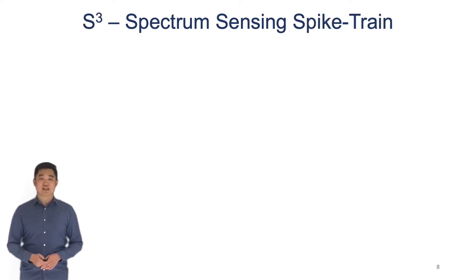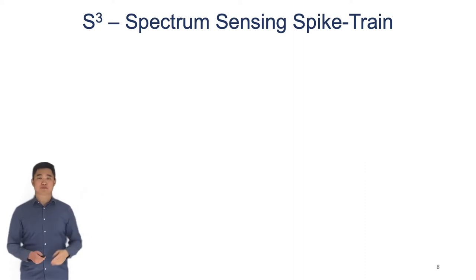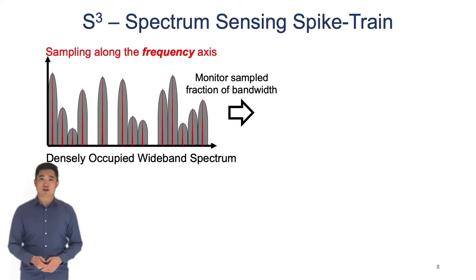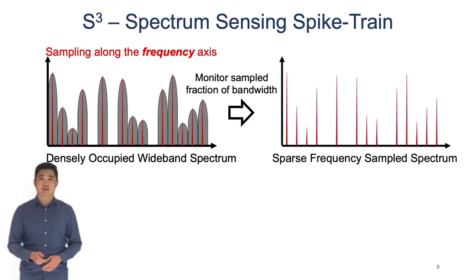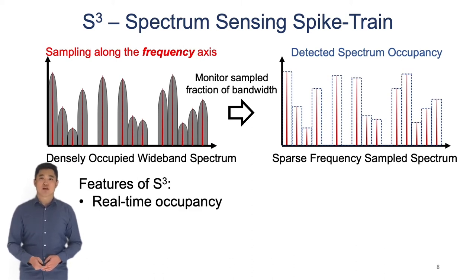Applying this insight into spectrum sensing, we introduce S-cube, which stands for Spectrum Sensing Spike Train. The key idea is to sample the spectrum along the frequency axis, and we monitor only the sampled small fractional bandwidth in every band. Then, we use these sampled frequencies to infer the band occupancy. In this way, S-cube can efficiently monitor the real-time occupancy of multiple frequency bands in a wideband spectrum.